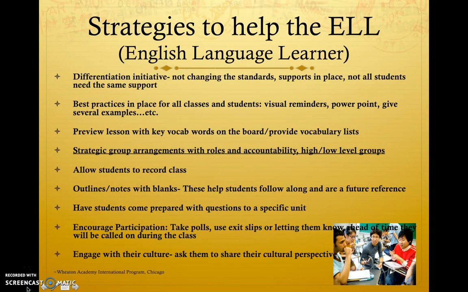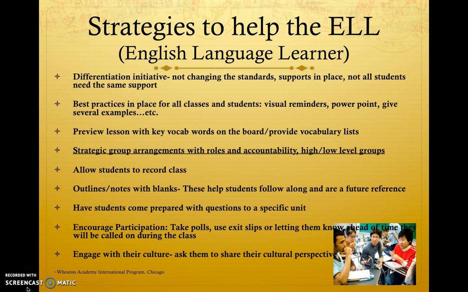Part 3, and very importantly, the strategies to help you help the English language learner in your classroom. The differentiation initiative, to dispel that misconception, it is not necessarily changing the standards. We still want these students, or need these students, to hit those objectives and toe the line with the rest of the students. We just have more support in place for them, whether it be the accommodations, or tutoring with myself, or some other teachers that have come on board.